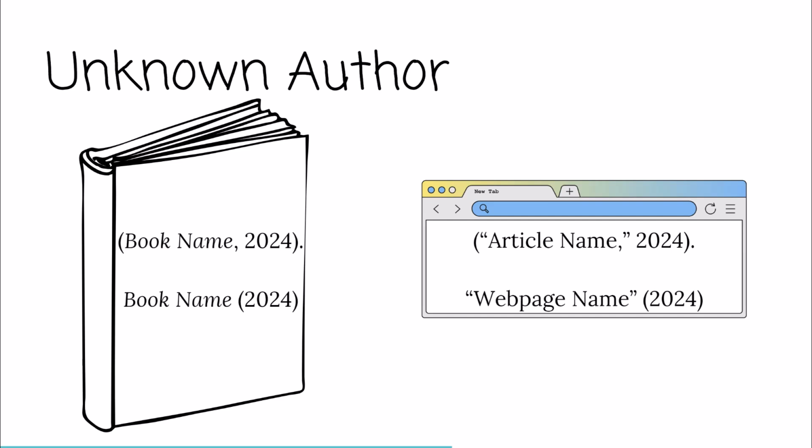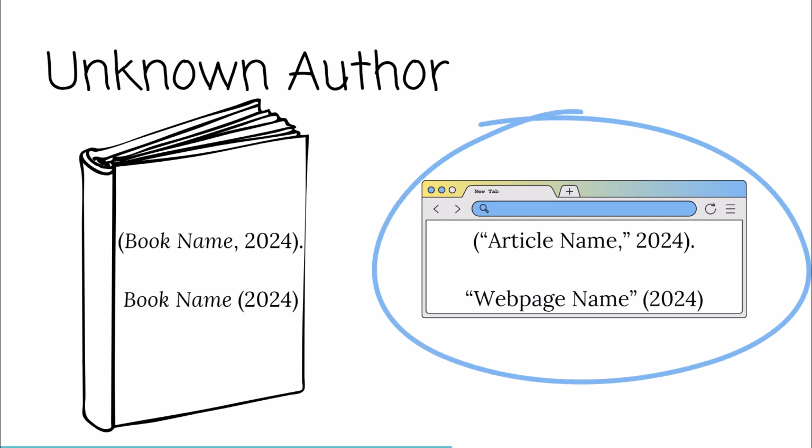What about unknown authors? Sometimes a work does not have an author listed. If that is a longer work, such as a book, you would use the book's name in place of the author's last name. In this case, because it is a longer work, the name of the book would be italicized. If you do not know the author of a shorter work, such as an article or a web page, you would put the name of that work in quotation marks. When you're placing the citation at the end of the sentence in parentheses, make sure you put the comma between the author and the year before the closing quotation mark.